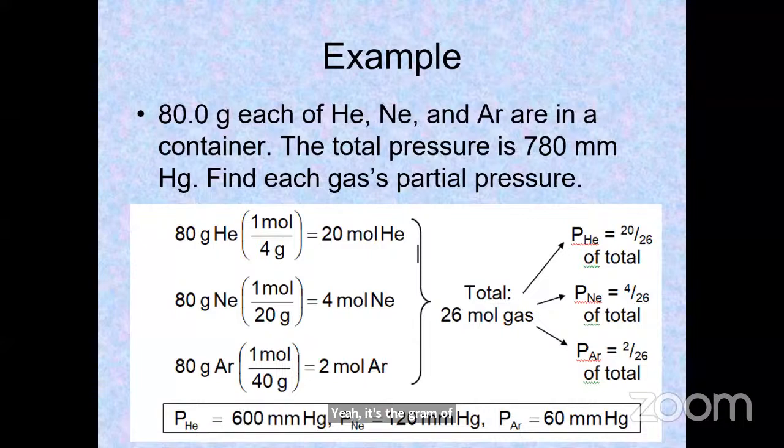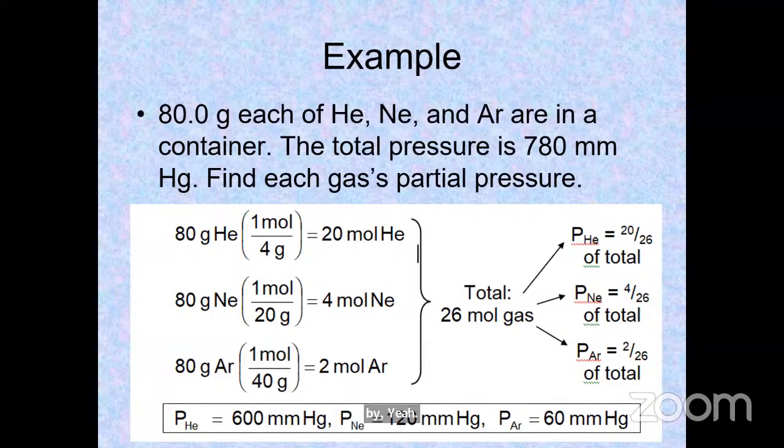So for each of them, we first of all calculate the number of moles. So 80 grams of helium divided by, number of moles we know is what? Mass over molar mass, is it not? So the mass, 80 grams divided by 4, which is the molar mass of helium, will give us the number of moles of helium. The same, 80 grams divided by the molar mass of neon, which is 20, will give us the number of moles of neon. And then 80 grams divided by the molar mass of argon, 40, will give us the number of moles of argon.